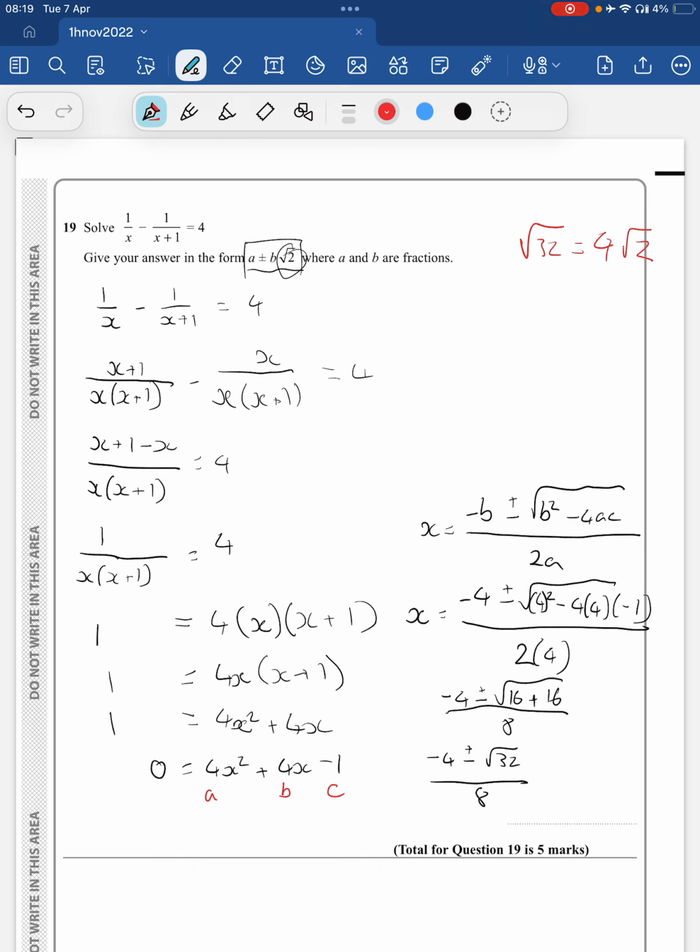And so now I have that this could be written as negative 4 plus or minus 4 root 2 over 8. It doesn't want it as a fraction though. It wants it without the fraction, where a and b are fractions. So negative 4 divided by 8 is going to be negative 1/2, plus or minus 4 divided by 8 is 1/2, root 2 is our answer just there.